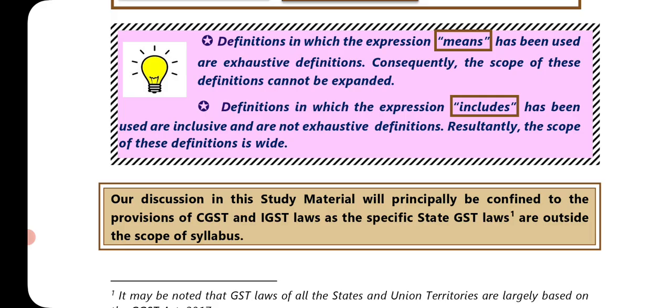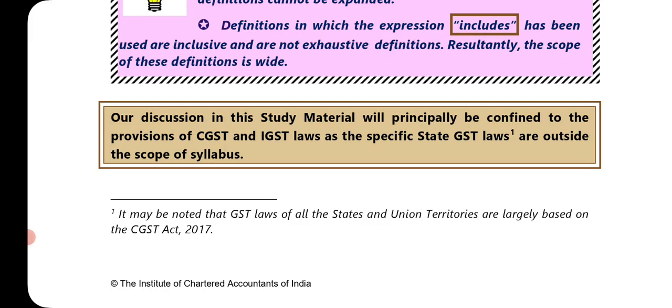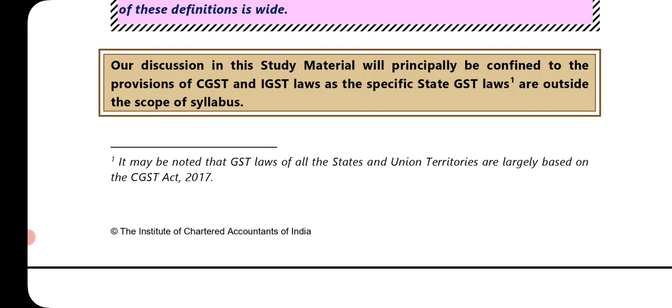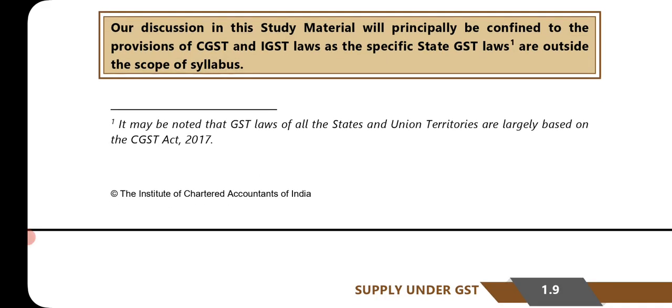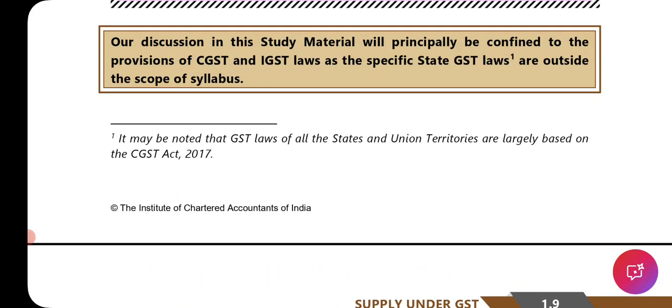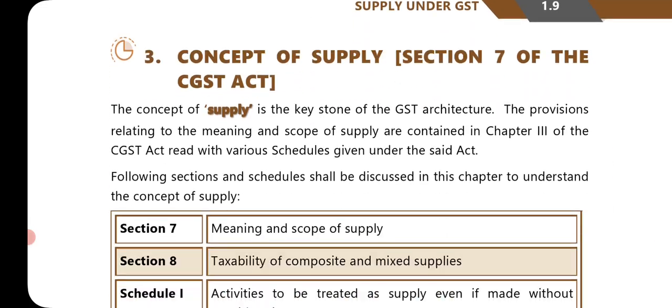Our discussion in this study material will principally be confined to the provisions of the CGST and IGST law. Specific state laws are outside the scope of the syllabus. It may be noted that the GST laws of all the states and union territories are largely based on the CGST Act 2017. So here we will study CGST and, sorry, IGST. SGST is not part of it, because every state has a different SGST law, though they are all based on the CGST Act 2017 itself. There is not much difference, but for academic purposes only CGST and IGST are relevant.